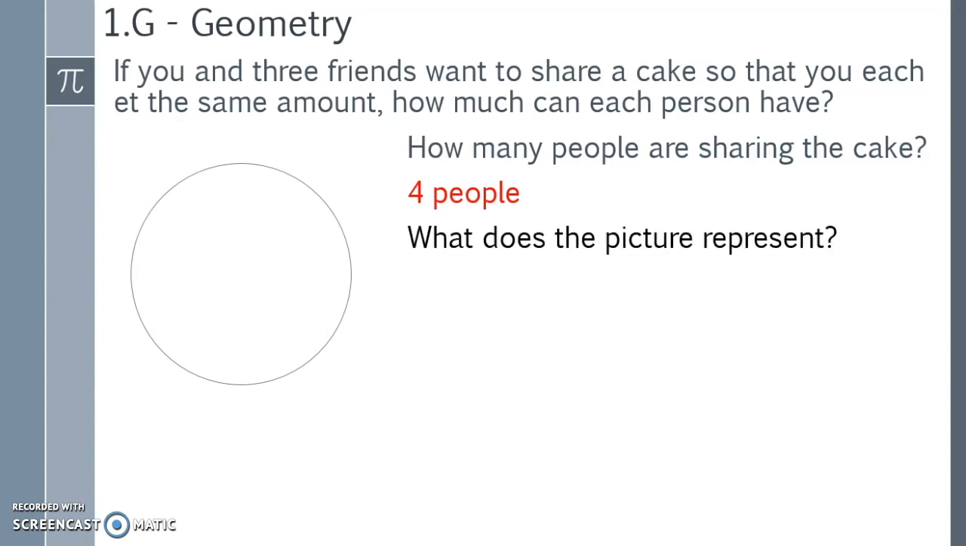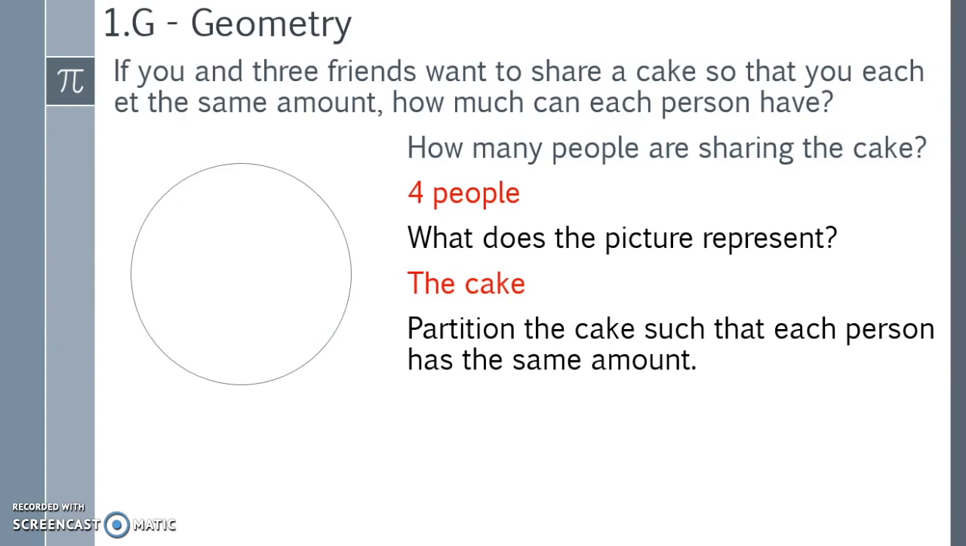What does our picture represent? Here I have a circle here. What does this circle represent? It certainly could represent the cake. Knowing that a cake isn't always a circle. Sometimes a cake is in a rectangle, sometimes a cake is in a square.